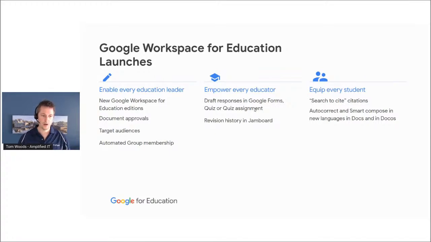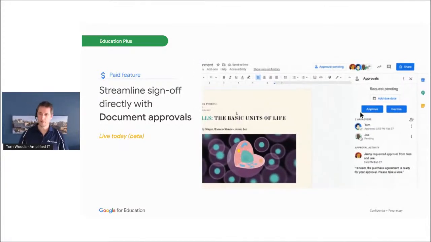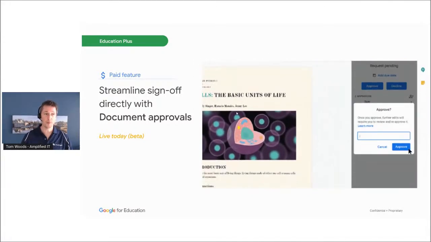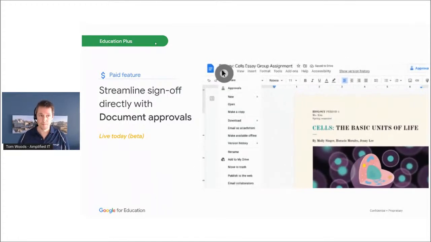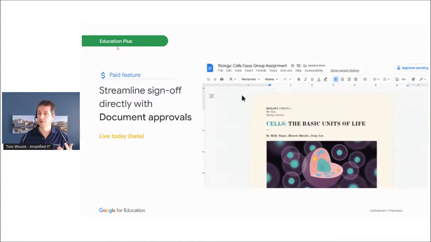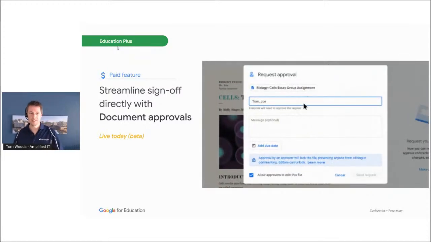Target audiences is one, automated group membership, revision history and Jamboard, a search to cite for citations, really great stuff like that. A few peeks here at what some of these look like with some great animations. Document approvals. And I'll draw your attention to the tag banners here at the top corner that are going to tell you what editions some of these are for, so keep your eye on that. In this case, this is one of the features that is solely for the full Education Plus edition.